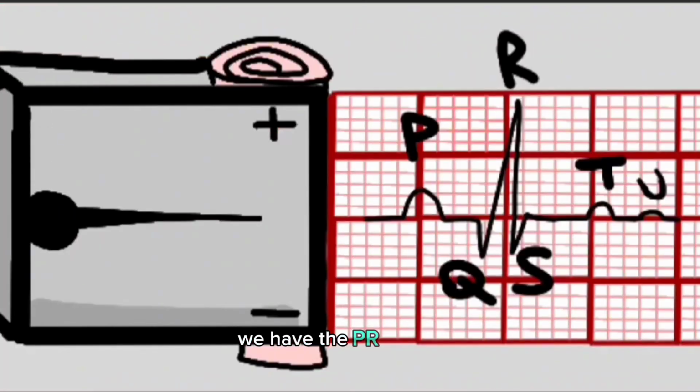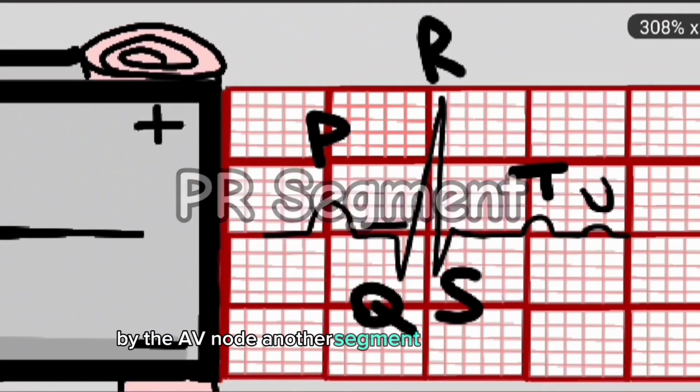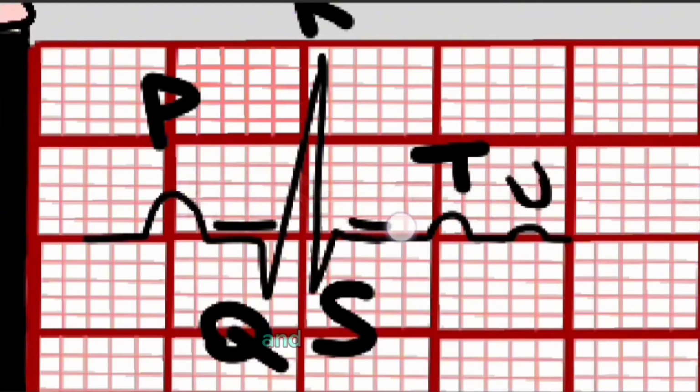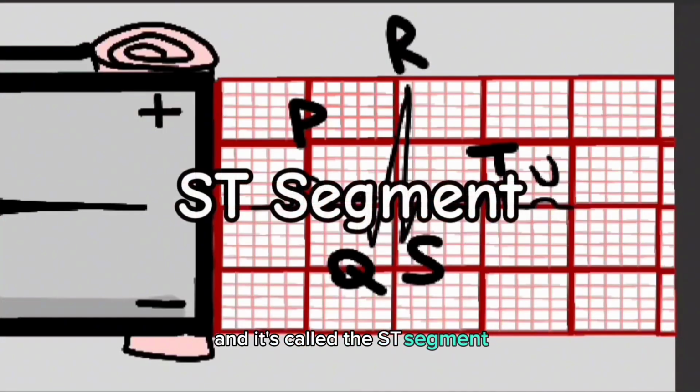Also we have something called the segments. We have the PR segment, and it's caused by the delay of the conduction by the AV node. Another segment is the ST segment, and it's the flat line that is due to the plateau phase, meaning the time between the ventricular depolarization and ventricular repolarization, and it's called the ST segment.